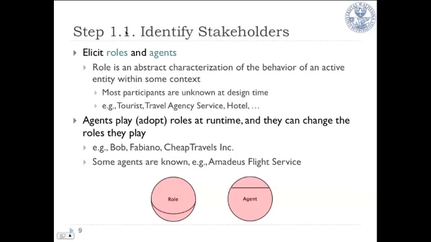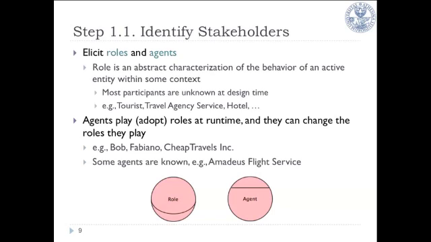So, in the first step, when we identify stakeholders, we need to elicit roles and agents. And as I briefly mentioned, a role refers to, basically, think of it as a class that can be instantiated at runtime. So it's an abstract characterization of the behavior of an active entity within the given context. So when we are building these models, they are built at design time.